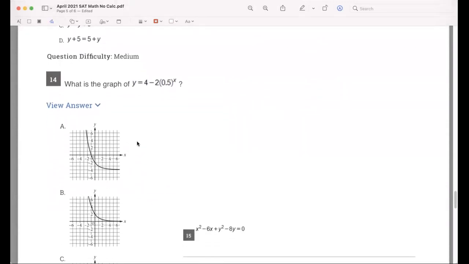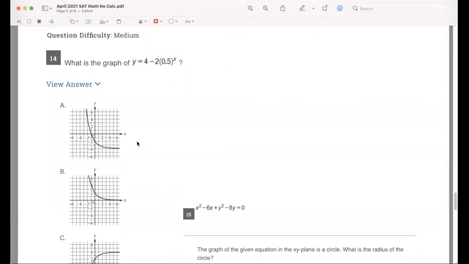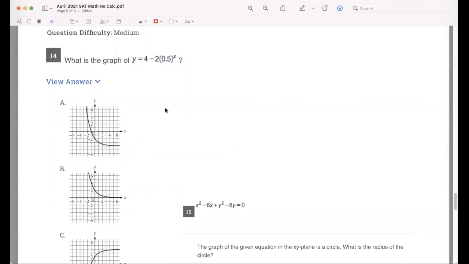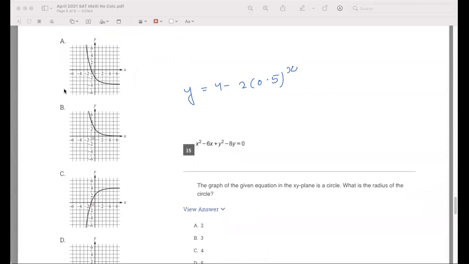What is the graph of y equals 4 minus 2 times 0.5 to the power x? Let's work with some values. Let me take x as 1. When x is 1, y is 4 minus 2 times 0.5, which is 4 minus 1, which is 3. So when x is 1, y has to be 3, right?